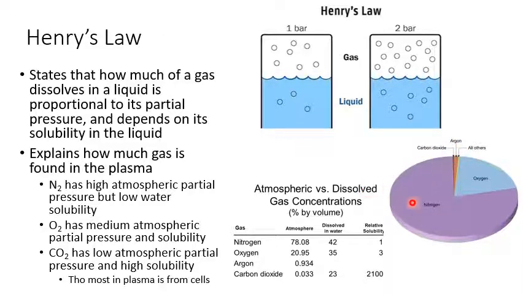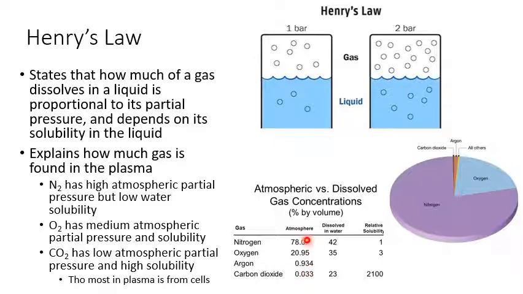So nitrogen is very abundant in the atmosphere, but it actually does not have a high water solubility. It's very insoluble in water actually. It's very hard to get it to dissolve into water. So that means that you're not going to end up with a lot of nitrogen in the plasma of the blood, even though you have a lot of nitrogen in the atmosphere as a whole. So it's 78% of the atmosphere.